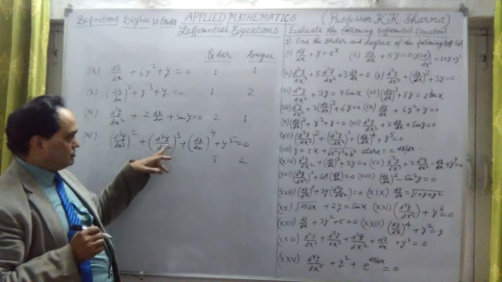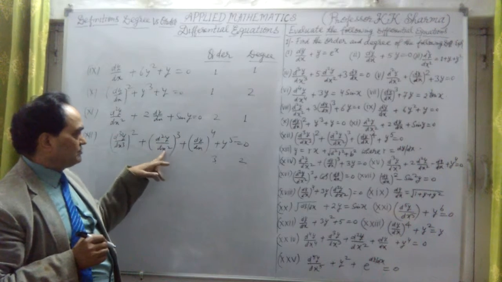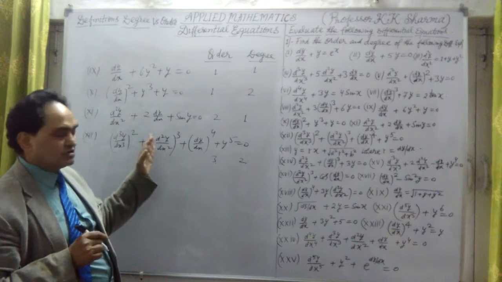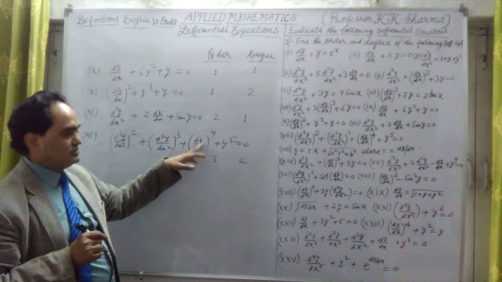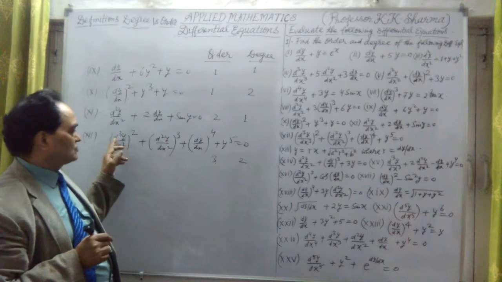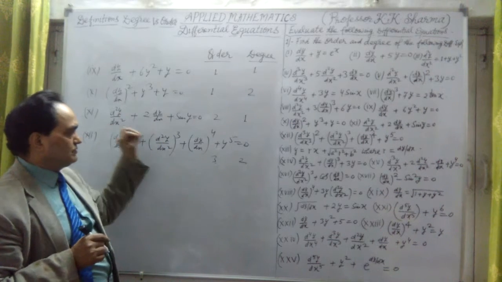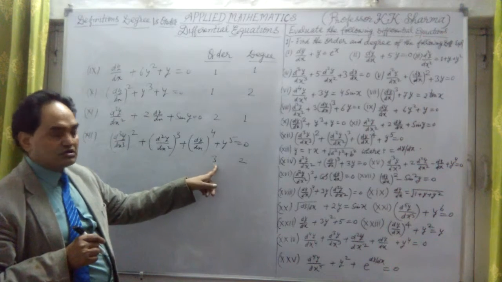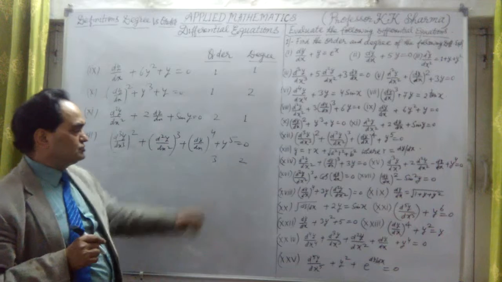We are not to talk about the degree or power of d square by dx square, because this is the lower order term. dy by dx is a one order derivative, this is second order derivative, this is third order derivative. Only the third order derivative we have to think about. So the highest order derivative is the third order derivative, and the degree of that is 2.